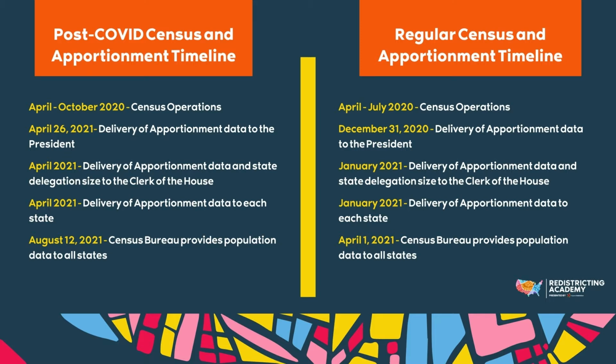And the same thing, if you can see, by January of this year, the data of apportionment and the state delegation size was supposed to be delivered to the clerk of the House, but that didn't happen until April. So again, that has created a domino effect that has compressed the time that state legislatures will have to do the redistricting process. And that is one of the reasons why it's so important for us to get involved.